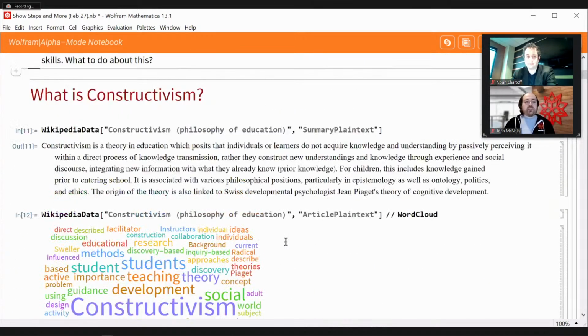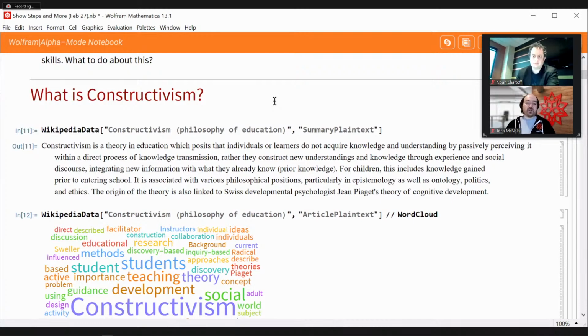So let's briefly get into it. I want to show off a couple of Wolfram Language functions that are very handy. Wikipedia data and word cloud are awesome functions to play around with, especially if you're an educator. In a nutshell, constructivism is a theory that has to do with how people learn. And the central claim of constructivism is that it's not really possible to just transmit knowledge around, right? Knowledge doesn't work the same way that you would hook up an Ethernet cable from one person's ear to another person's ear and just transmit knowledge from one to the other like you could with the computer. As objectively cool as that would be.